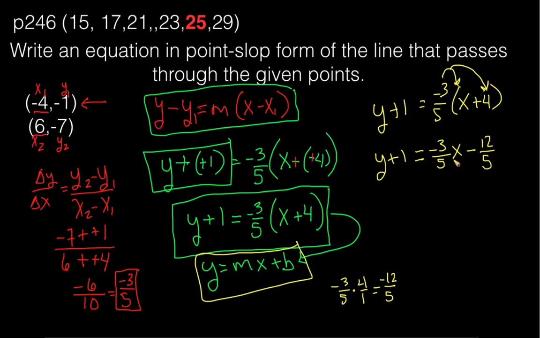Okay, so that almost looks like y equals mx plus b, right? I just have this 1 over here I need to get rid of. So minus 1, minus 1. Okay, so then what's negative 12 over 5 minus 1? So here I have a denominator of 5. Can't I just say 5 over 5? Isn't 5 over 5 still 1? So that's minus 1, that's still the same thing, right? Negative 12 over 5 minus 1.